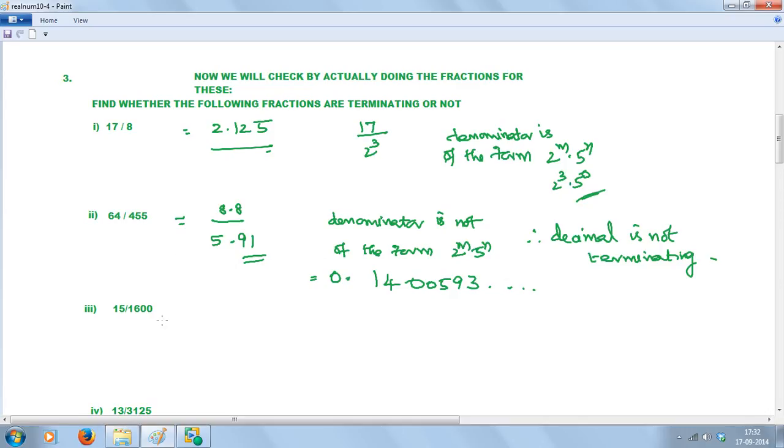So next problem is 15 divided by 1600. Now we can reduce, divide by 5 on both sides. It is 5 multiplied by 3 divided by 5 multiplied by 320. So you can cancel the common factors. It is 3 divided by 320.